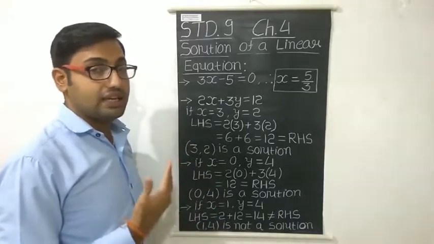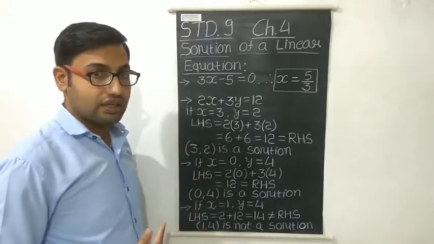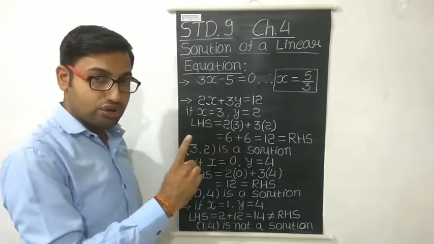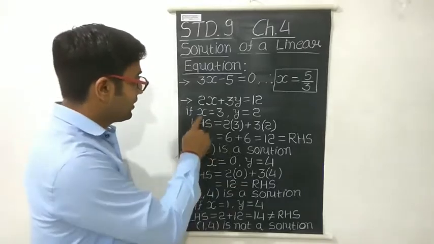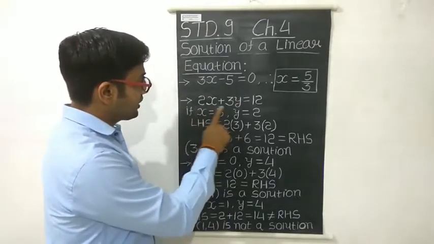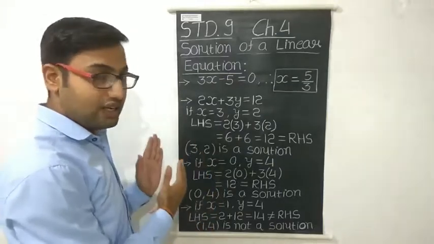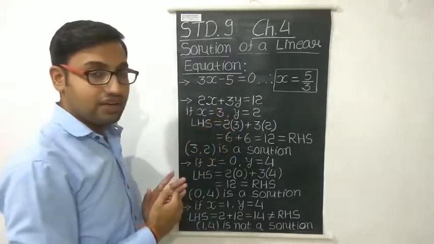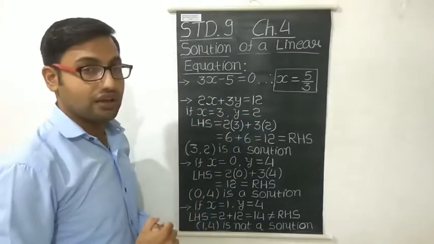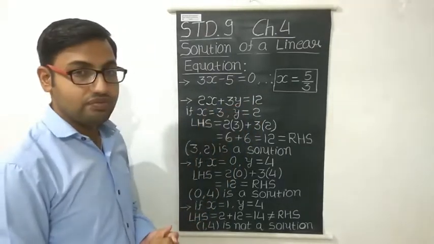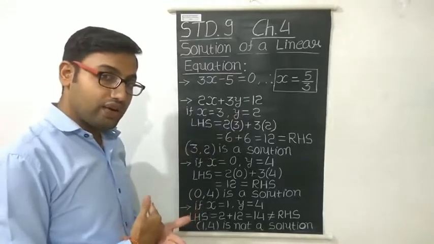So what about the linear equation in two variables? Does it also have only one solution? Let us check. Let us take an example of the linear equation 2x plus 3y is equal to 12. On the left hand side we have 2x plus 3y, on the right hand side we have 12. Here we have two variables, x and y, so we have to consider two values.